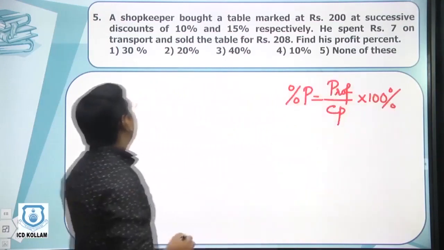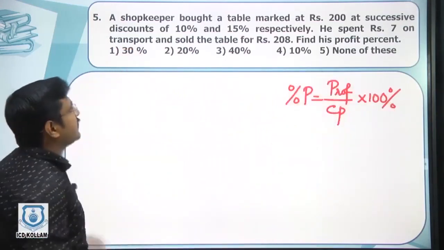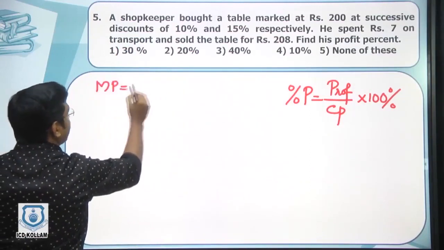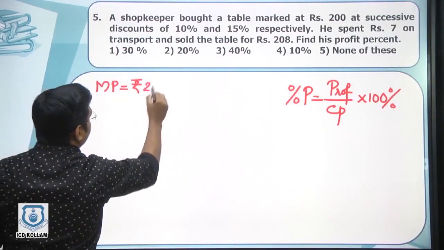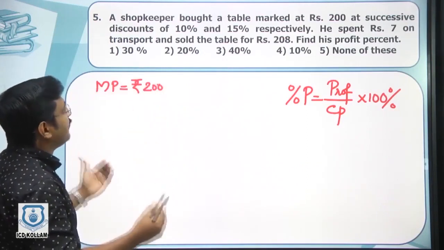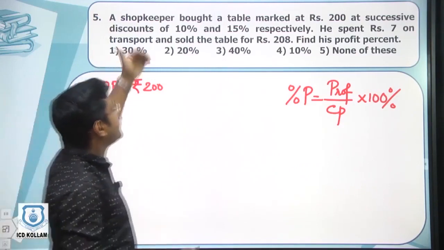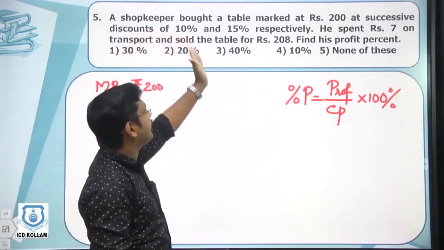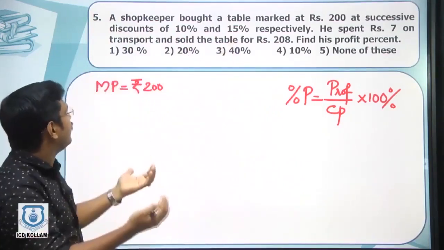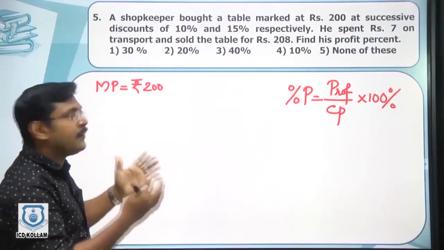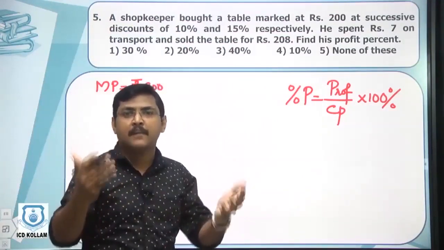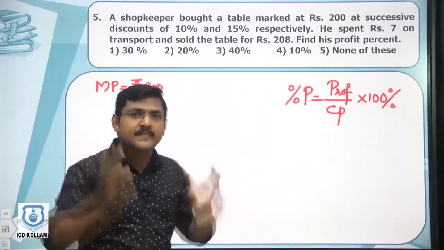For that, a shopkeeper bought a table marked at rupees 200. So the marked price is given here. That is rupees 200. At successive discount of 10% and 15% respectively. After applying this discount 10% and after that 15% discount, he bought that product. After applying the discount, we will get that product. Normally we will say that that is the selling price. After applying discount for the marked price, the final price is what we call as selling price.